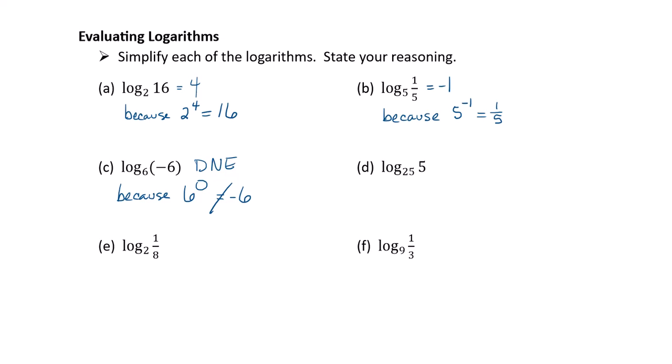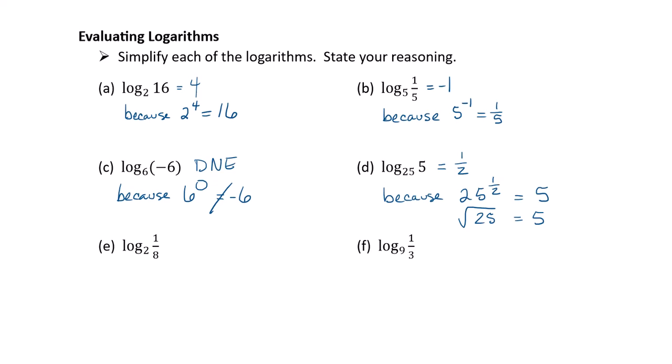Log base 25 of 5. What exponent could I put on 25 to make it 5? Let's start with our reasoning. Because 25 to what exponent equals 5? If I could put an exponent of 1/2 on there, that's the same as taking the square root of 25, which is positive 5. So the log base 25 of 5 is 1/2 because 25 to the 1/2 equals 5.